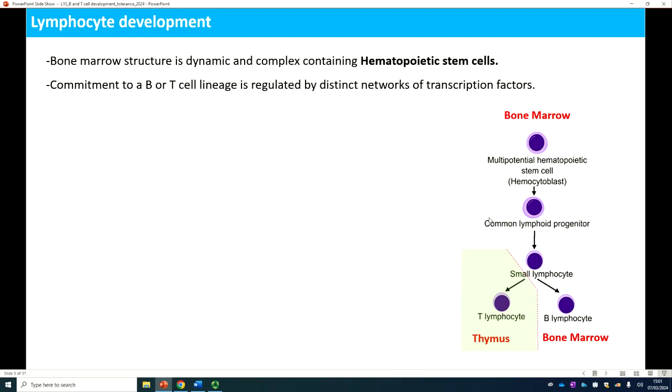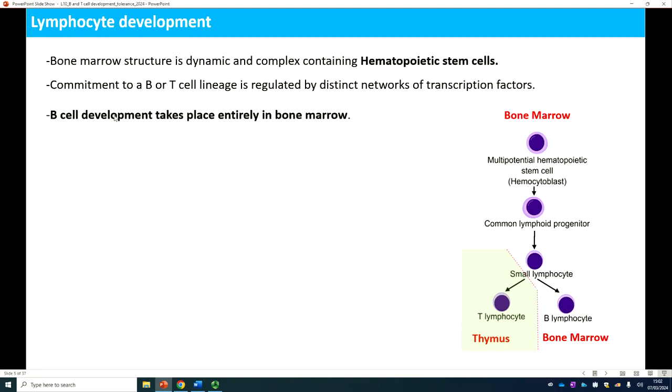Now obviously I want you to bear in mind that the bone marrow is a very dynamic and complex structure. And this is what is containing your hematopoietic stem cells that obviously give rise to that lymphoid lineage. And this commitment to either a B cell or a T cell lineage is really regulated and controlled by a whole range of transcription factors.